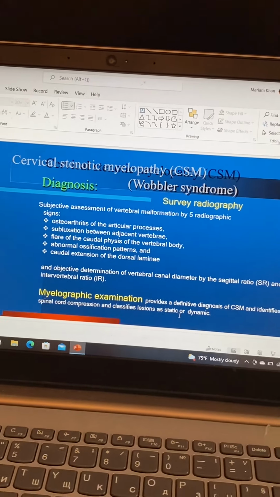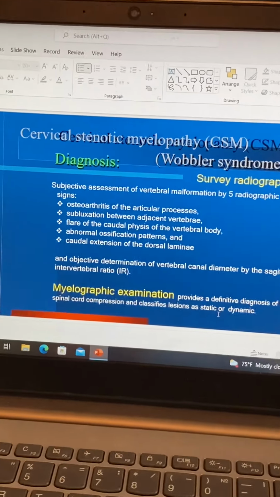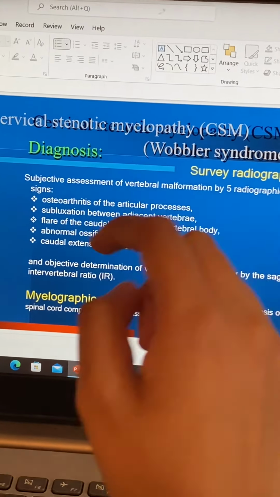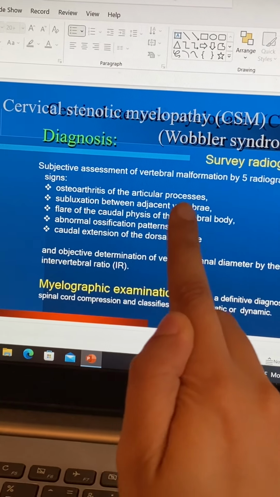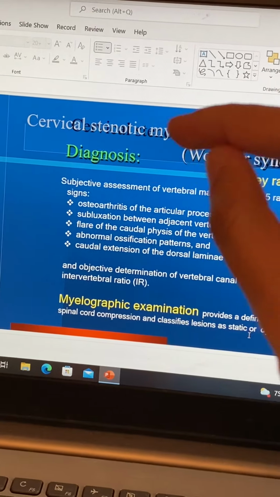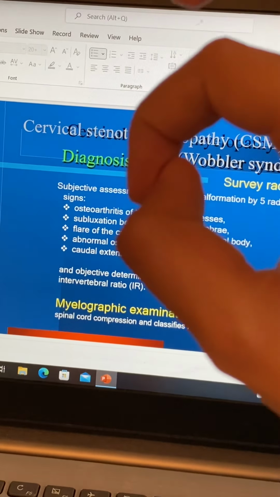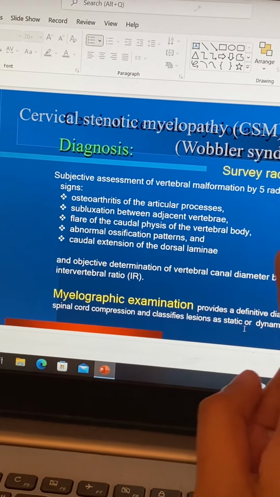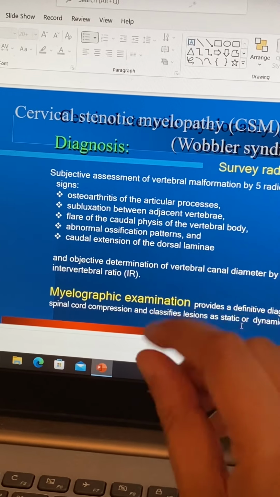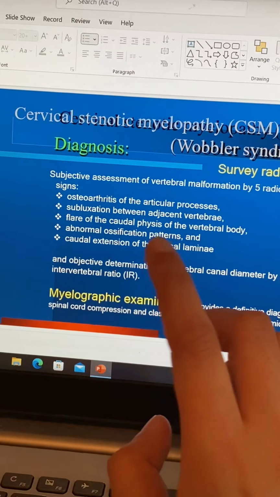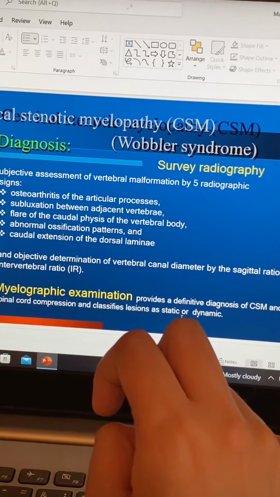So, diagnosis. X-rays are very helpful. You can look at the vertebral malformation by 5 x-ray signs: osteoarthritis, so inflammation of the joints; subluxation between adjacent vertebrae, so this means the vertebrae slide out of place. Just imagine they all sit on top of each other like that, so this is subluxation. Flare of the caudal physis of the vertebral body, so I imagine it's just like inflammation maybe, or breaking down. Abnormal ossification patterns and caudal extension of the dorsal laminae.